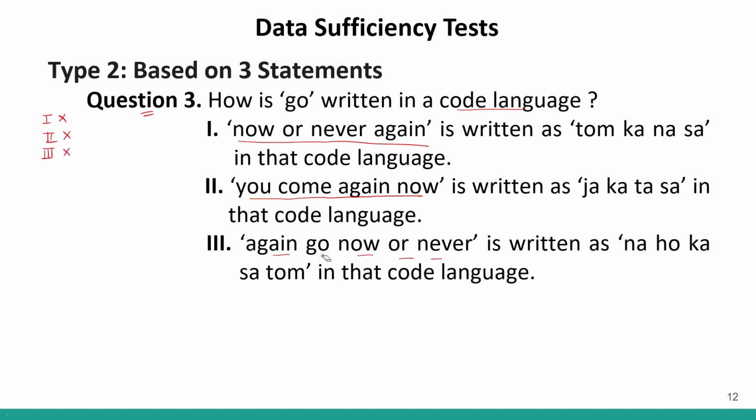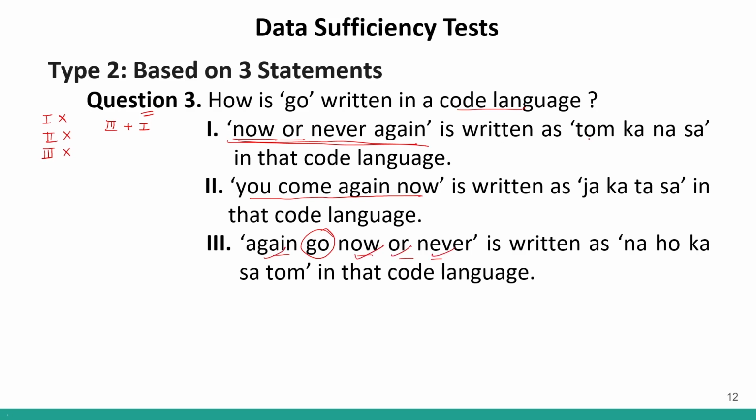But now I can see a word Go over here. So probably 3 and 1, 3 and 2, or all 3 will be sufficient to answer the question. 3 will always be there. Correct? Now let me check it with statement number 1. In statement number 1, we have the words now or never again. If I leave Go, we have now or never again.